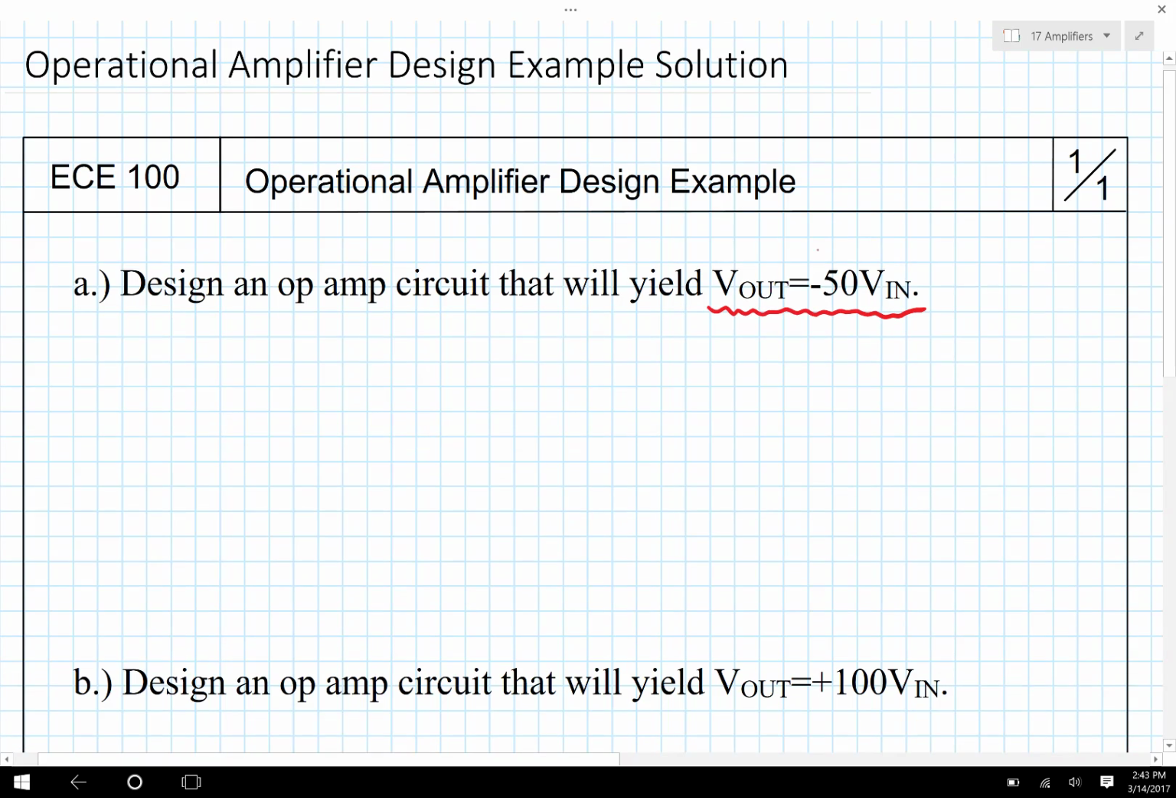First of all, I see the negative sign, so that tells me that this is probably going to be an inverting amplifier. And then I see that this number 50 is a reasonably small number, where I would define that as less than 1,000. So that means that it can be done in a single stage. So I'm going to go ahead and say, let's do a single inverting amplifier. Let me draw the inverting amplifier first so that I remember what it looks like.